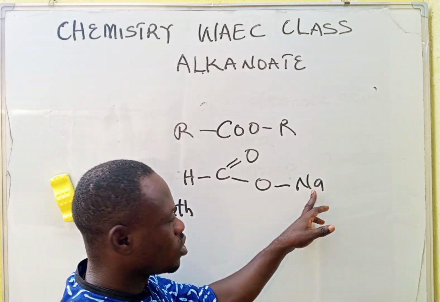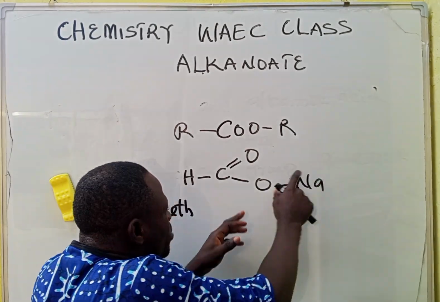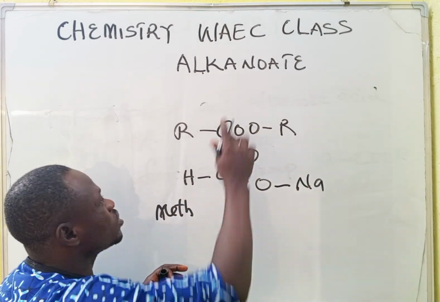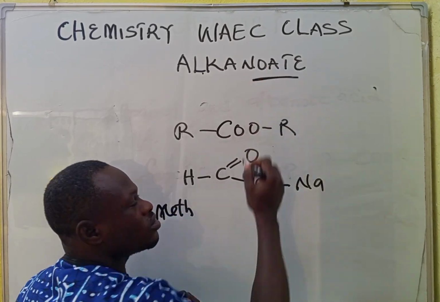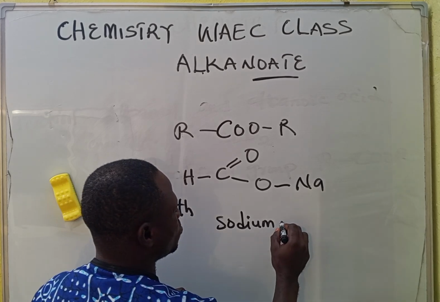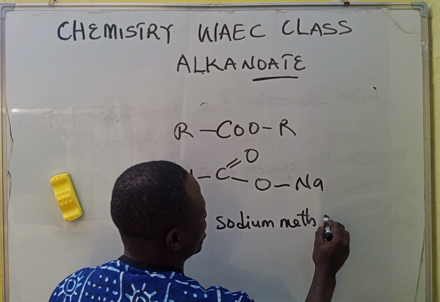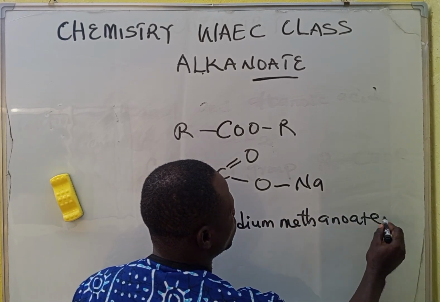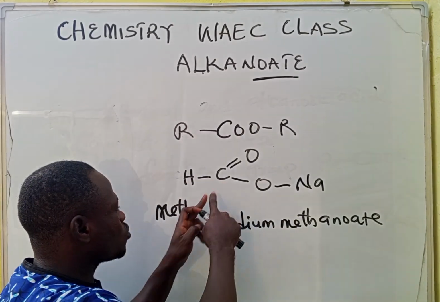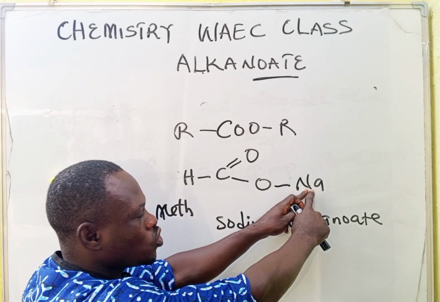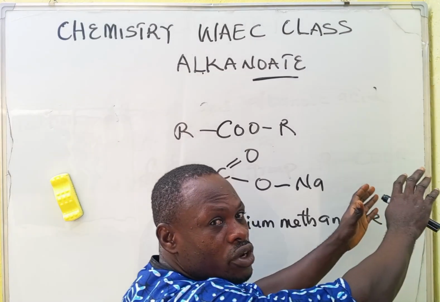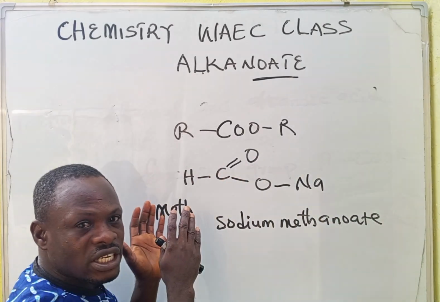Now this element is sodium. So you call it sodium, and attached to it, this is called sodium methanoate, because the name ending is noate. So this is how sodium methanoate is named. Methanoate because the carbon atom is one, while the name here is sodium. Any compound that is coming like this, you always refer to that compound first before coming to this side. Is that understood?